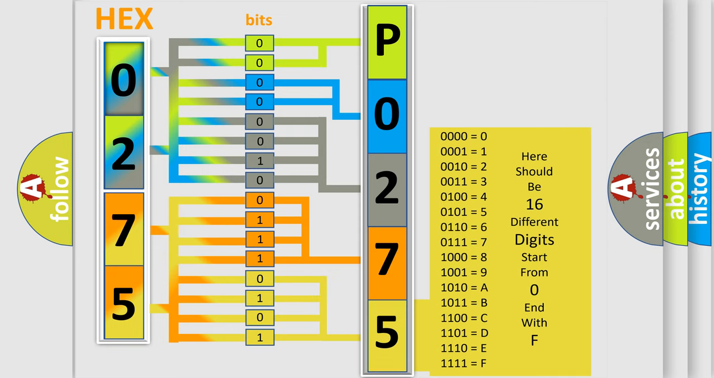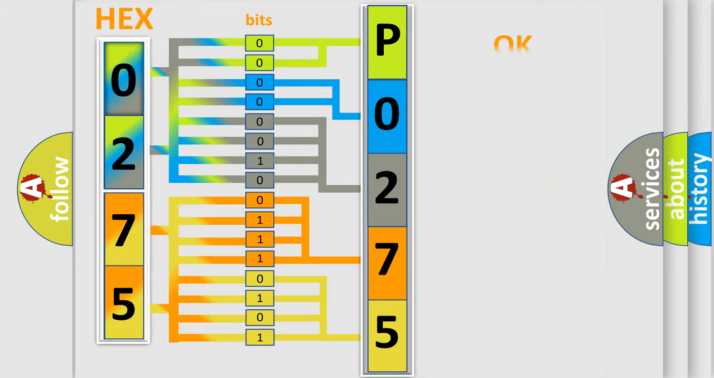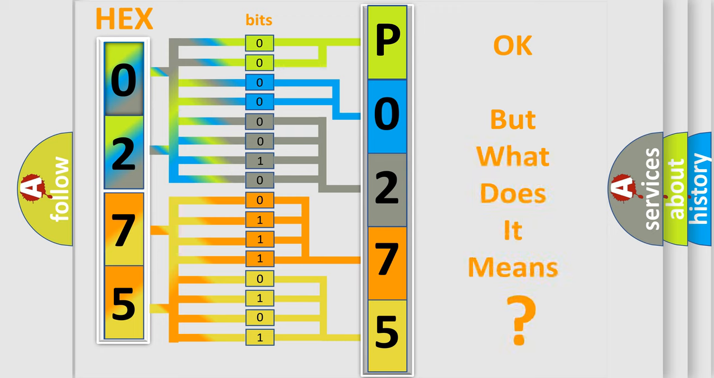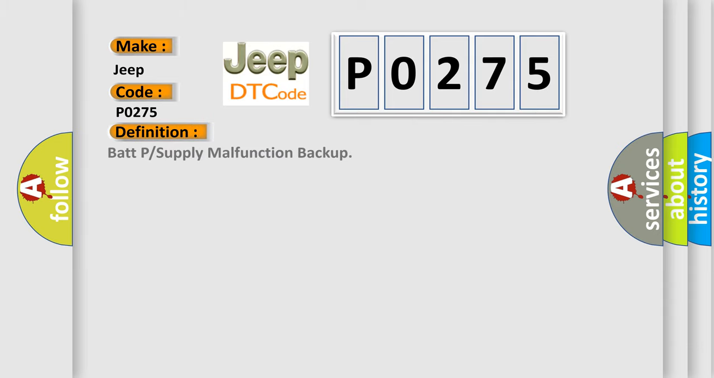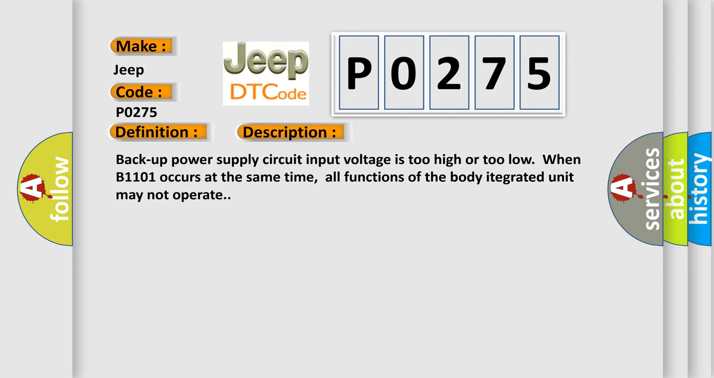We now know in what way the diagnostic tool translates the received information into a more comprehensible format. The number itself does not make sense to us if we cannot assign information to what it actually expresses. So, what does the diagnostic trouble code P0275 interpret specifically for Jeep? The basic definition is battery power or supply malfunction backup. And now this is a short description of this DTC code. Backup power supply circuit input voltage is too high or too low. When B1101 occurs at the same time, all functions of the body integrated unit may not operate.